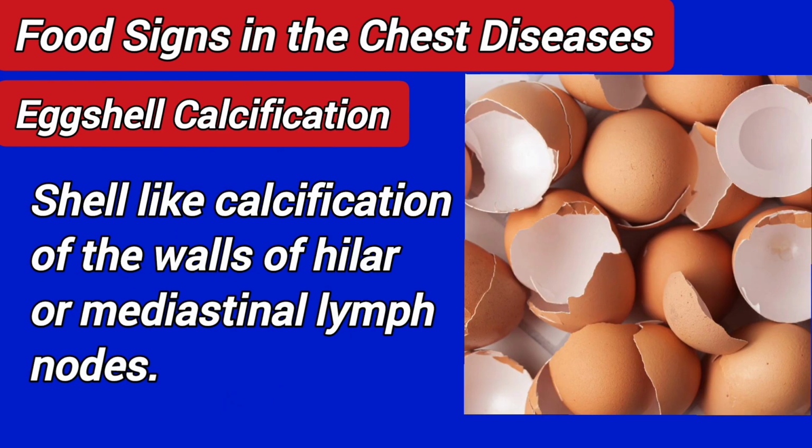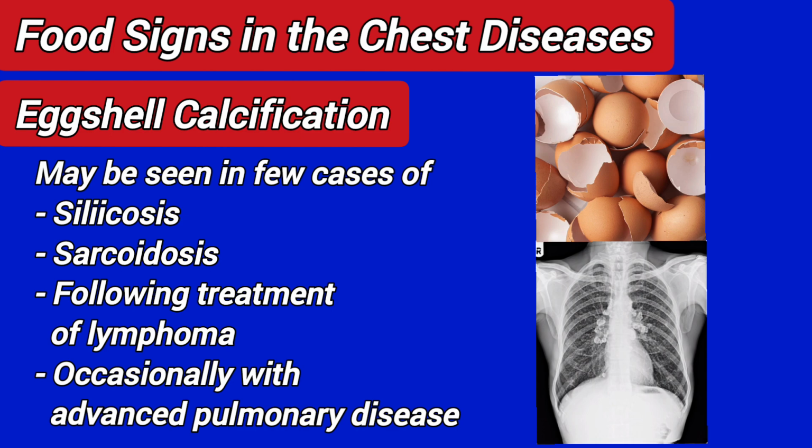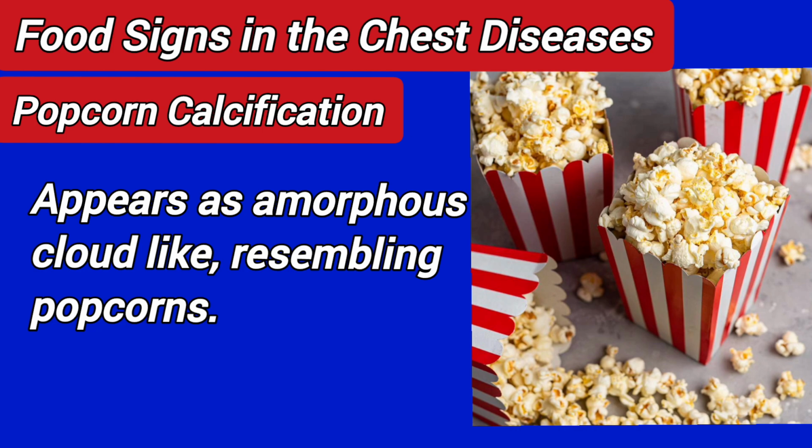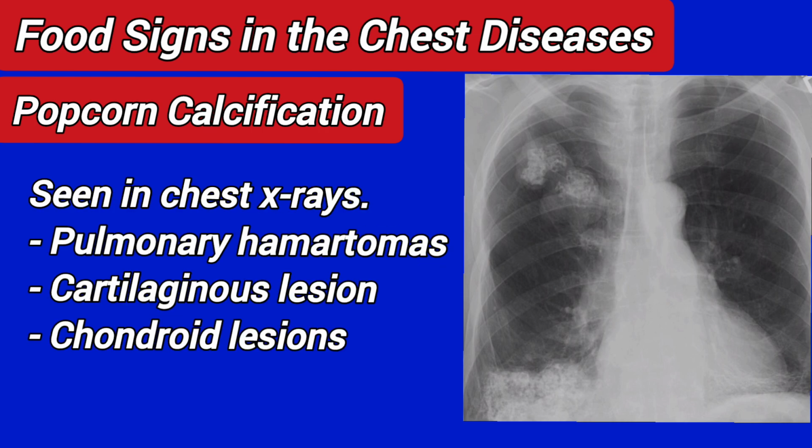Eggshell calcification. Shell-like calcification of the walls of hilar or mediastinal lymph nodes may be seen in a few cases of silicosis, sarcoidosis, following treatment of lymphoma, and occasionally with advanced pulmonary disease. The chest X-rays may show eggshell calcification resembling an egg's wall. Popcorn calcification. Popcorn calcification appears as amorphous, cloud-like calcification, resembling popcorn. This is seen in chest X-rays in up to 30% of pulmonary hamartomas. This type of calcification also occurs in cartilaginous and chondroid lesions.